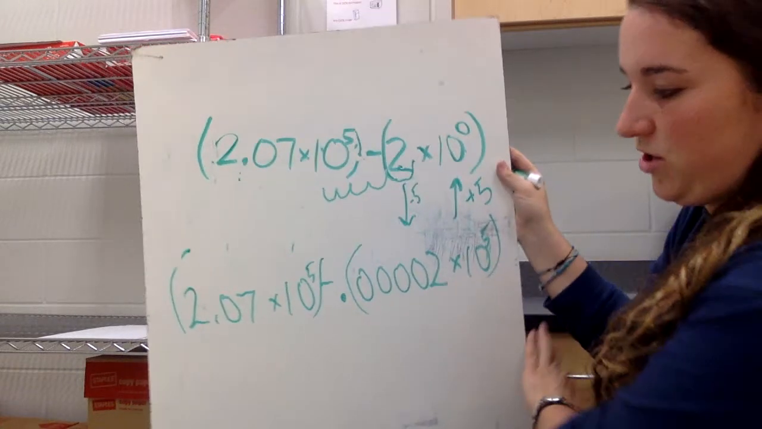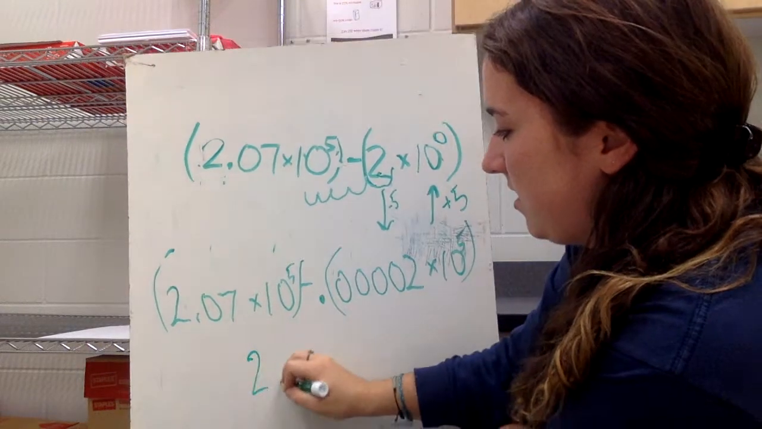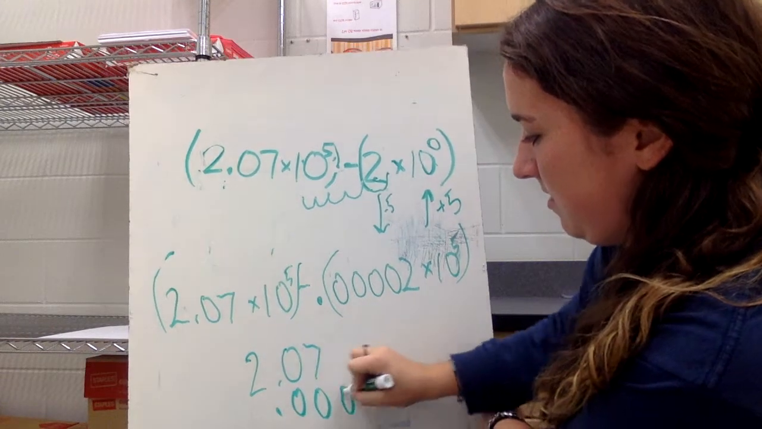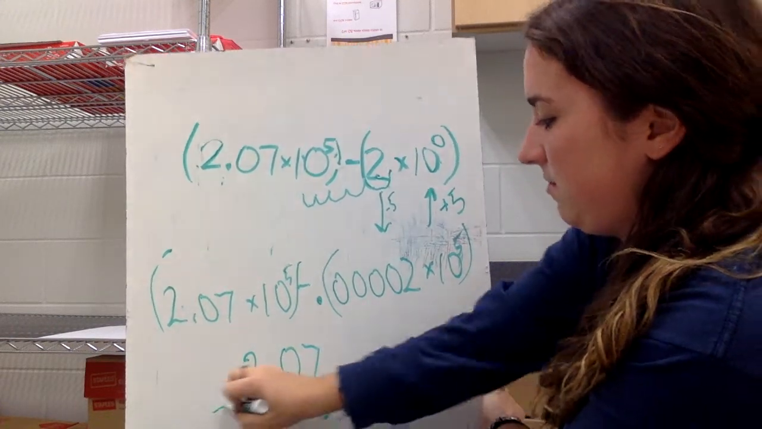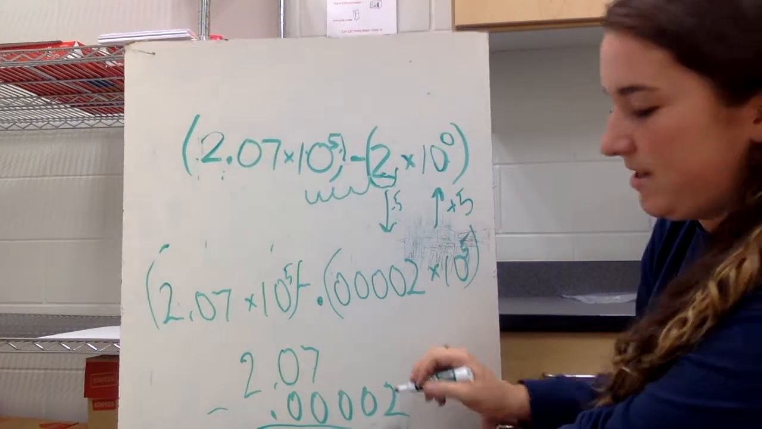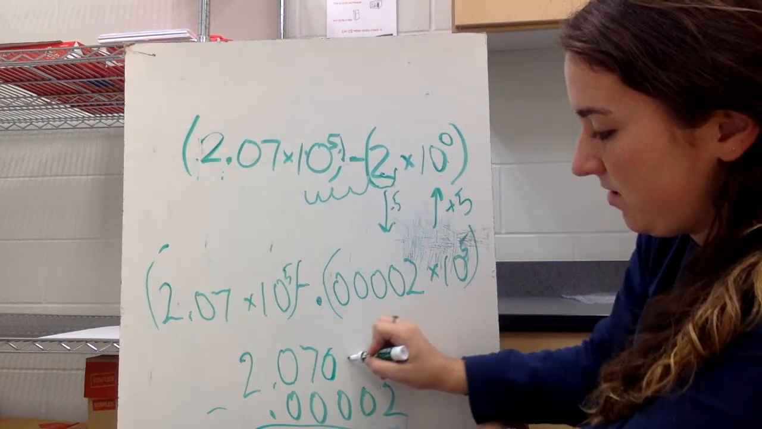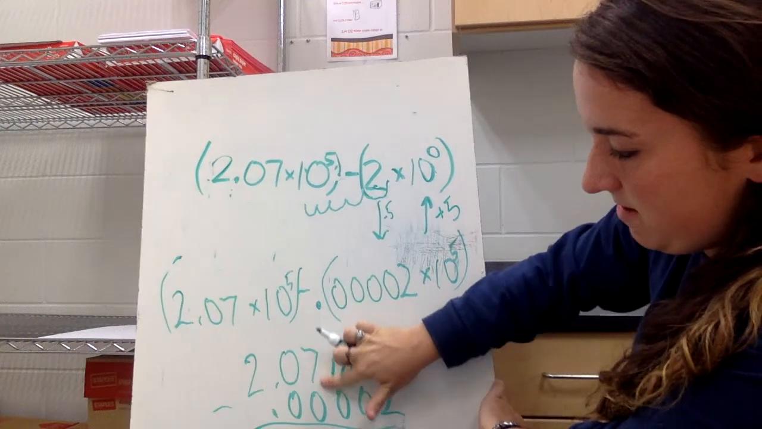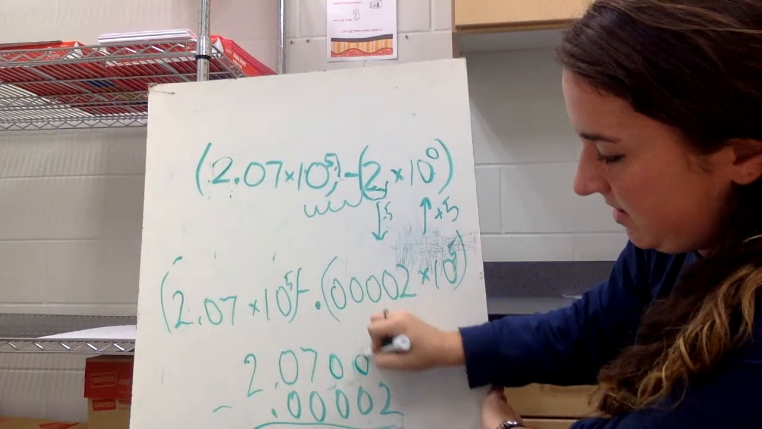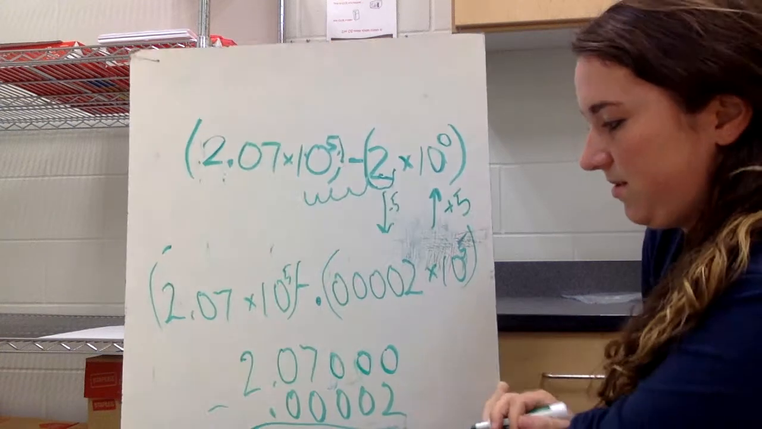This is a little bit tricky. So I have 2.07 minus 0.00002. What can I fill in above this number? I can fill in zeros. Make sure that your numbers are lined up. So I have a 0 below the 7, which means that I need to put a 0 above this 0, a 0 above this 0, and a 0 above this 2.